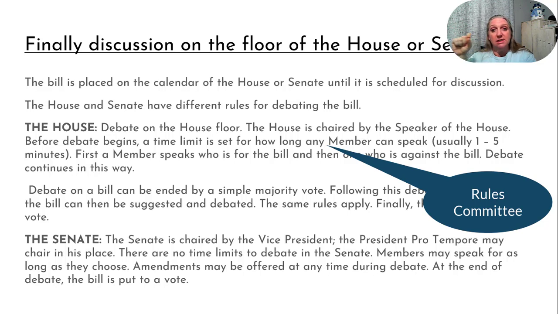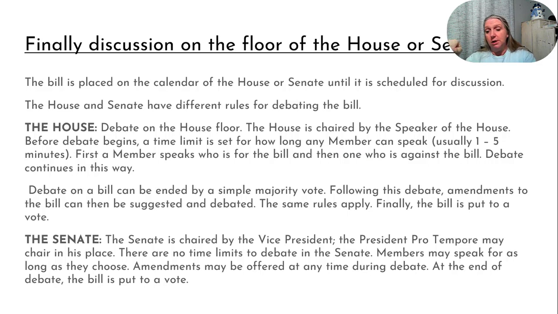So I want you out to the side to draw a little arrow, highlight that part, and then draw the arrow to the side: Rules Committee. It is the most powerful committee in the House of Representatives. That's where you want to be if you are in the House of Reps. All right. So they're the ones who determine the time limit. They have a lot of powers over that bill.